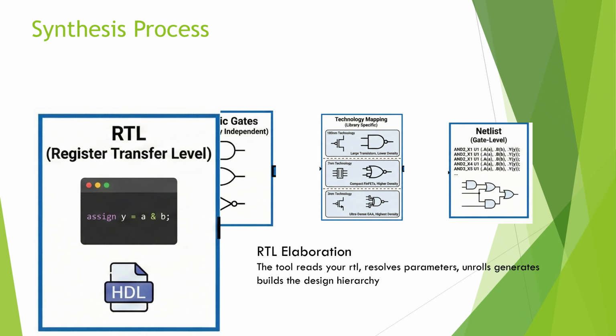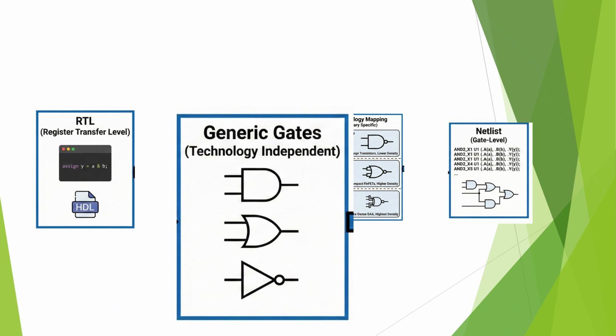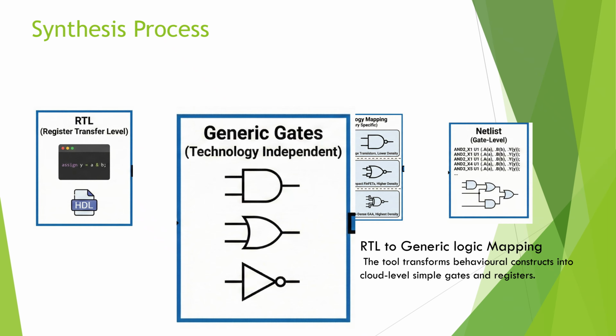After elaboration, we move to mapping RTL to generic logic. In this stage, the tool converts behavioral constructs like if, case, adders, subtractors, and shifts into a network of generic gates and registers. These are still not real library cells, right? Just technology-independent logic. Yes, still generic.